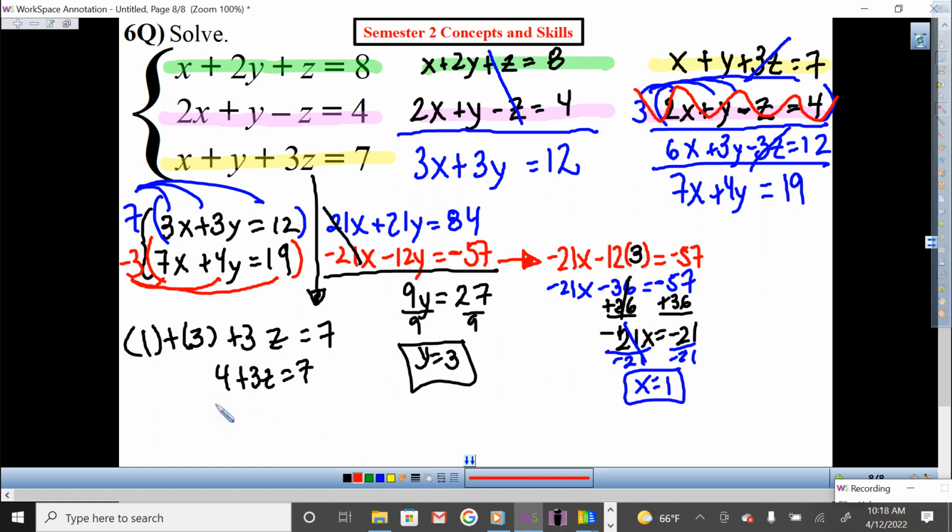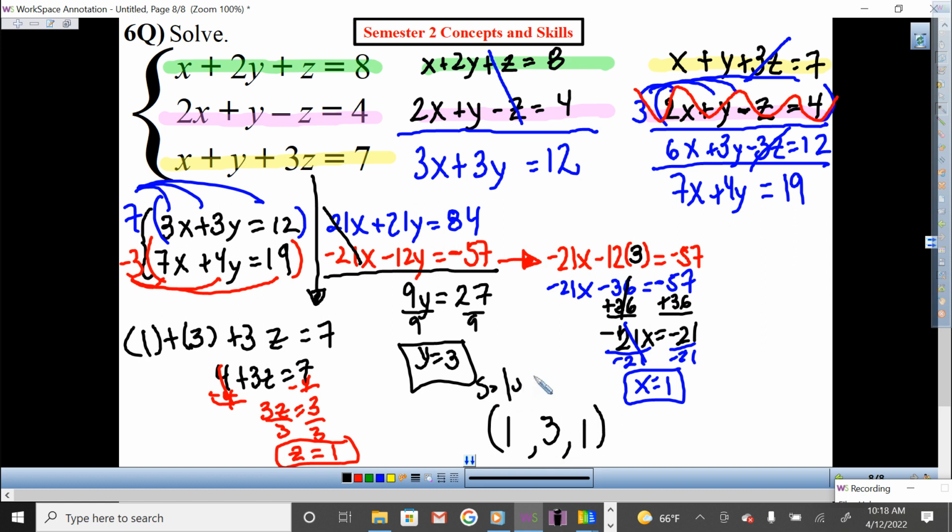Next. Okay, you go. Minus 4, minus 4. 3z equals 3. Divide by 3. Z equals 1. Are we done? Yes. So we open up our parentheses. We start with x is what? 1, and then 3, and then 1, and this is my solution.